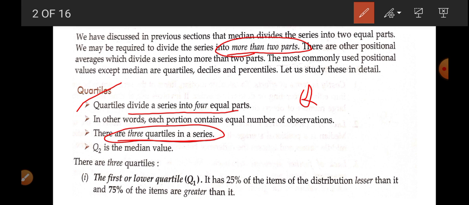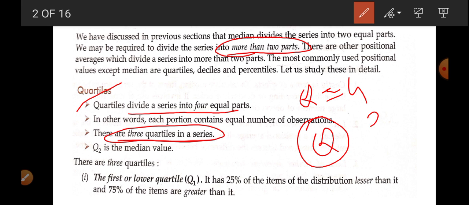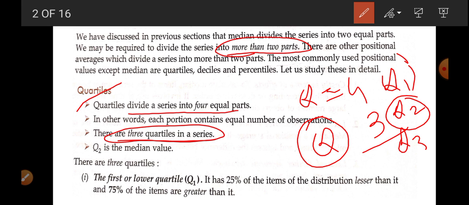That is, Q is going to divide the series into four parts. Okay, and in total how many quartiles are we going to calculate? We calculate three quartiles, that is Q1, Q2 and Q3. Remember, Q2 is going to stand for the median. Here it is written, Q2 is the median of the values. Okay, the first quartile, the lower quartile, is going to have 25% of the items.